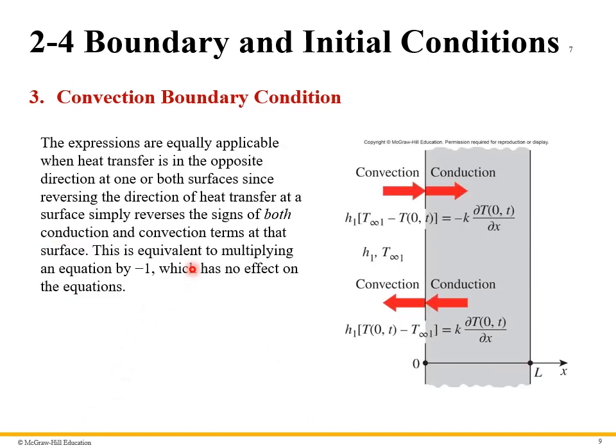So this is again the convection boundary conditions. These are equally applicable when the heat transfers in the opposite direction for one or both surfaces, since reversing the direction simply reverses the sign. That's all it does, is reverse the sign. So for example, if you have the case where you have convection and conduction, you have the negative sign. If you have the case where convection is going to the left, the negative sign gets lost and it's a positive.